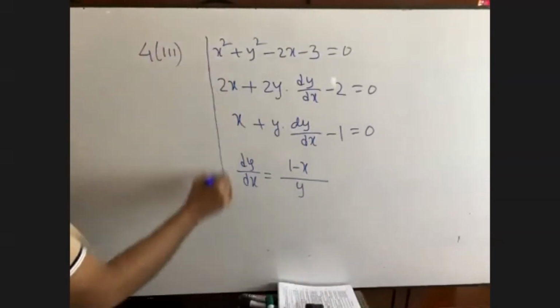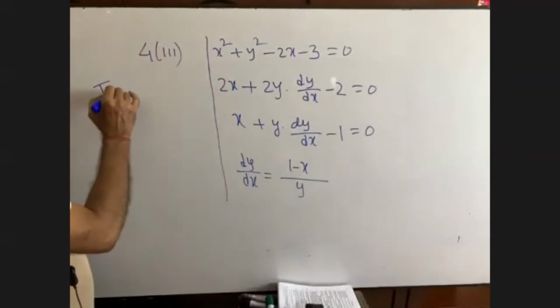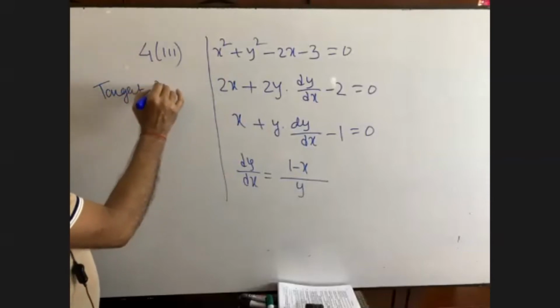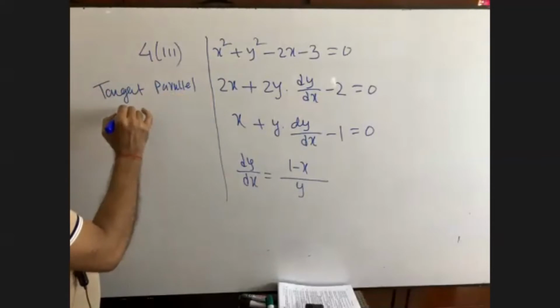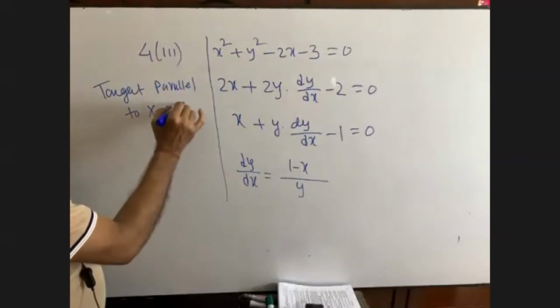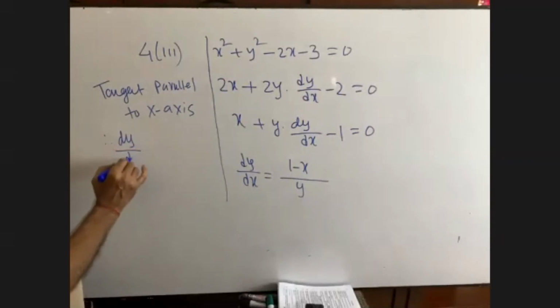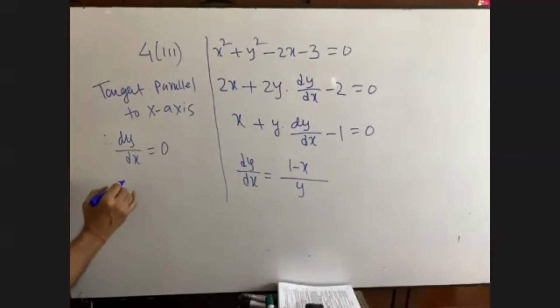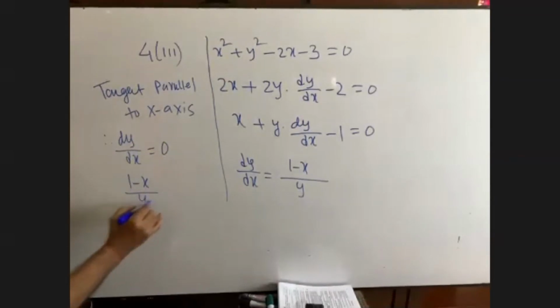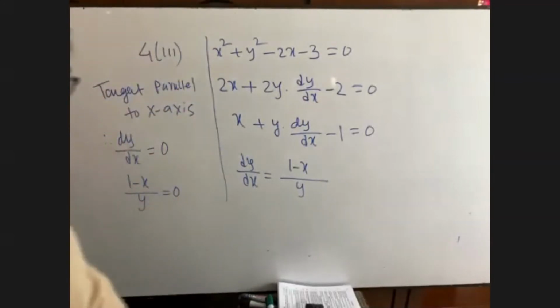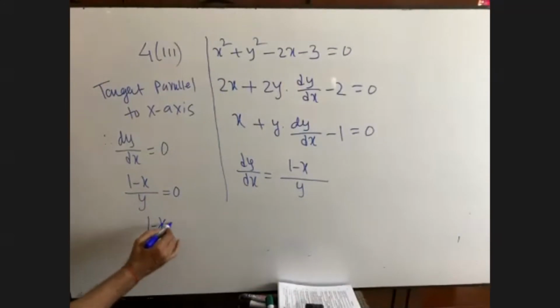It is written tangents parallel to x-axis. What is the formula? dy by dx equals to 0. That means 1 minus x by y equals to 0. Then what is the result? 1 minus x equals to 0. So value of x equals to 1.